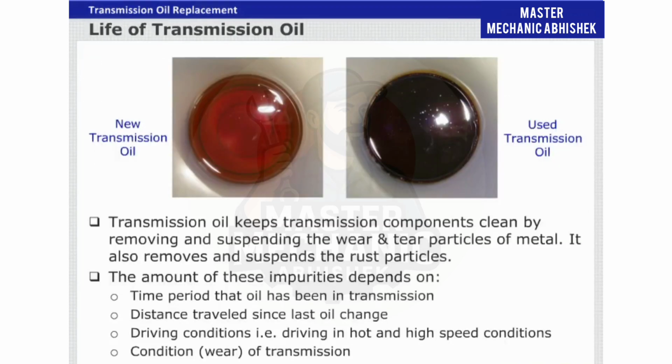Transmission oil keeps transmission components clean by removing and suspending the wear and tear particles of metal. It also removes and suspends the rust particles. The amount of these impurities depends on the time period that oil has been in transmission, distance traveled since last oil change, driving conditions, that is, driving in hot and high speed conditions, and condition of transmission.